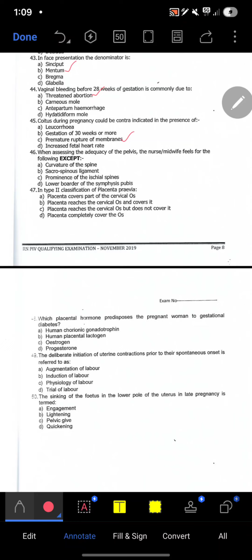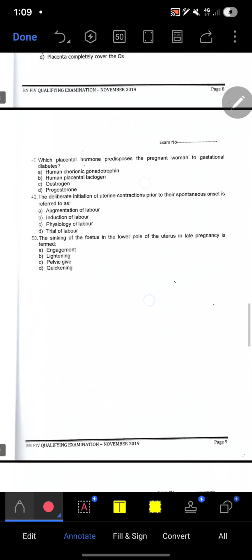46. When assessing the adequacy of pelvis, the nurse or midwives feel for the following except, the correct answer is A, curvature of the spine. 47. In type 2 classification of placenta abruption, the correct answer for 47 is C, which is placenta reaches the cervical os but does not cover it. 48. Which placenta hormone predisposes the pregnant woman to gestational diabetes? The correct answer is B, which is human placental lactogen.